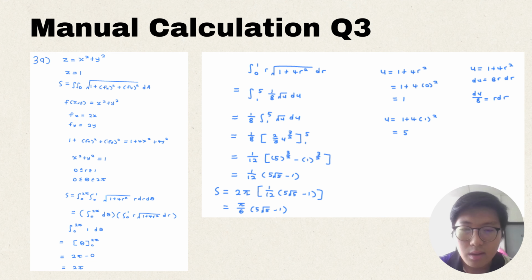Then we need to do the integration separately for dr and d theta. For the d theta, we just do the simple integration, and for the dr, we use the substitution method to do the integration. And since dr changed to du, the integral limits also changed from 0 to 1, to 1 to 5, and get the answer. And then we multiply them and get the final answer is pi over 6 multiplied by 5 root 5 minus 1.